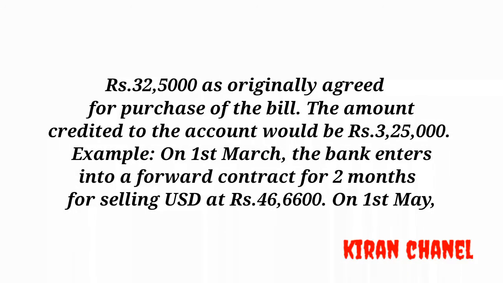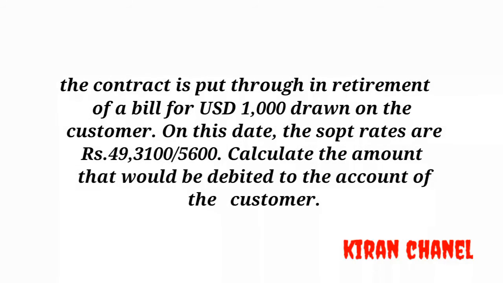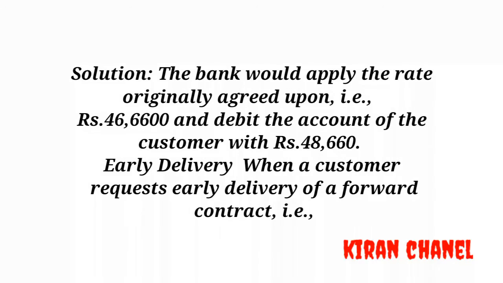Example: on 1st March, the bank entered into a forward contract for 2 months for selling USD at Rs 46,006,600. On 1st May, the contract is put through in retirement of a bill for USD 1,000 drawn on the customer on this date. The spot rates are Rs 49,003,100 to 5,600. Calculate the amount that would be debited to the account of the customer. Solution: the bank would apply the rate originally agreed upon, Rs 46,006,600, and debit to the account of the customer Rs 48,660.